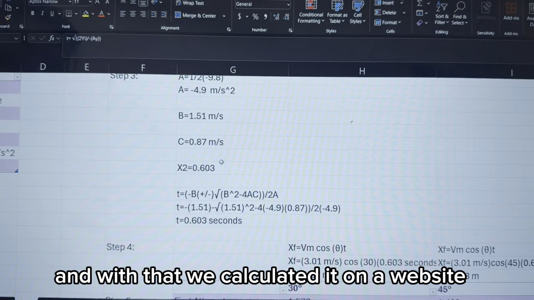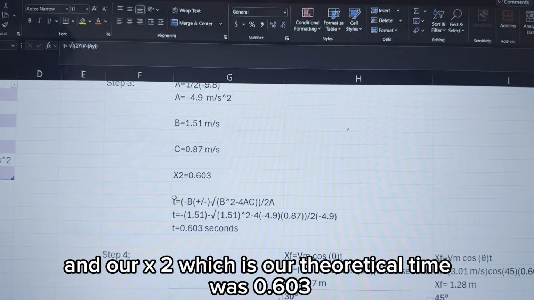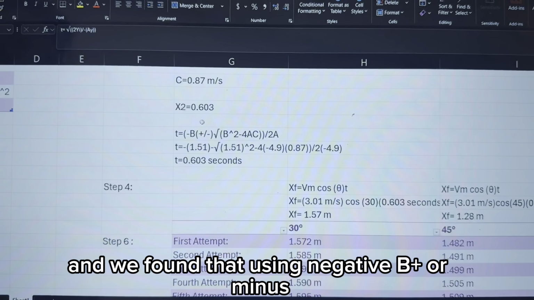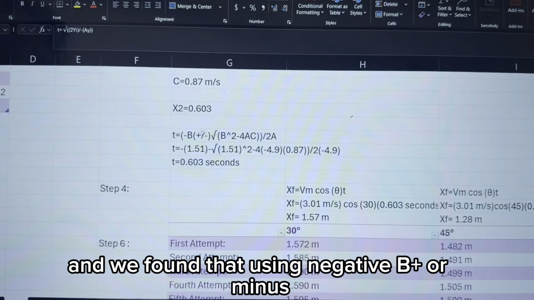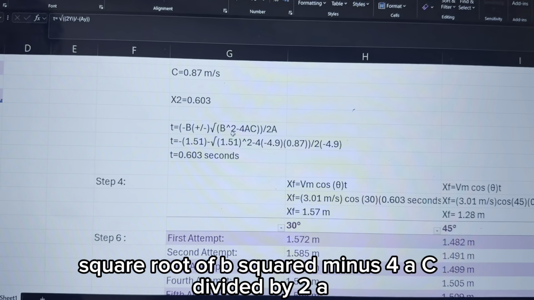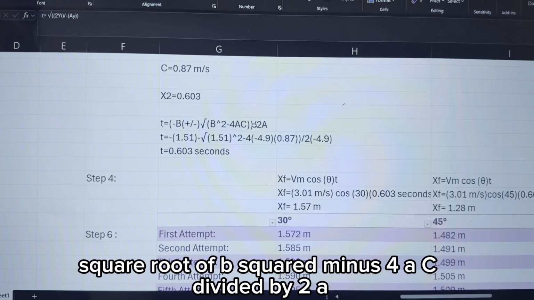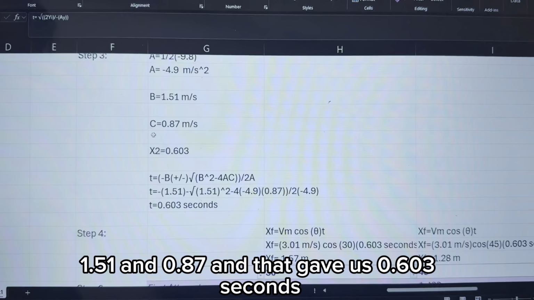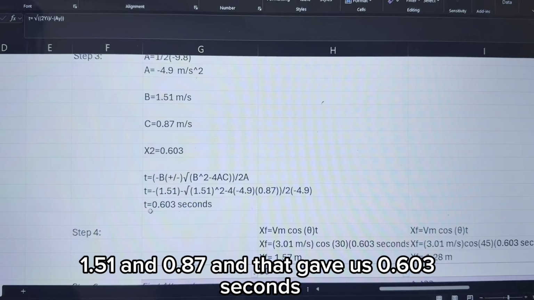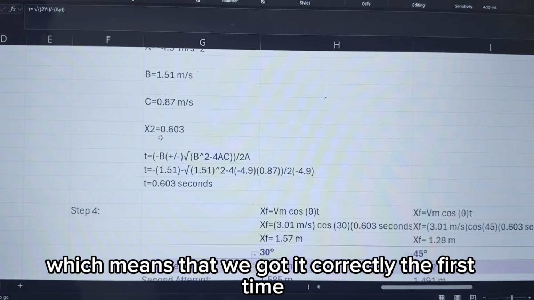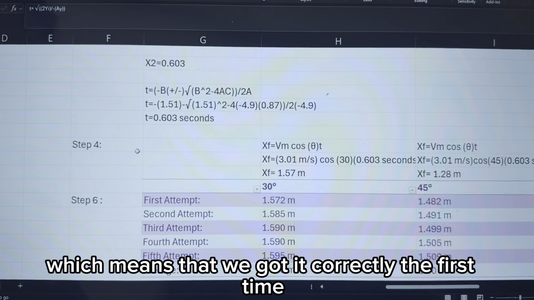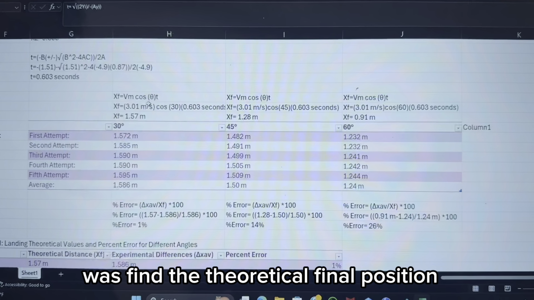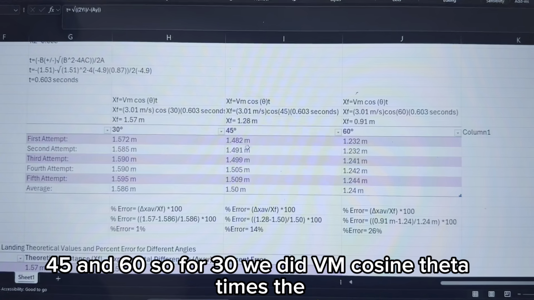And with that, we calculated it on our website, and our x2, which is our theoretical time, was 0.603. We found that using negative b plus or minus square root of b squared minus 4ac divided by 2a, and we just plugged in the values that we had before, negative 4.9, 1.51, and 0.87, and that gave us 0.603 seconds, which means that we got it correctly the first time. So the next thing we did was find the theoretical final position for each angle that we were going to use, 30, 45, and 60.